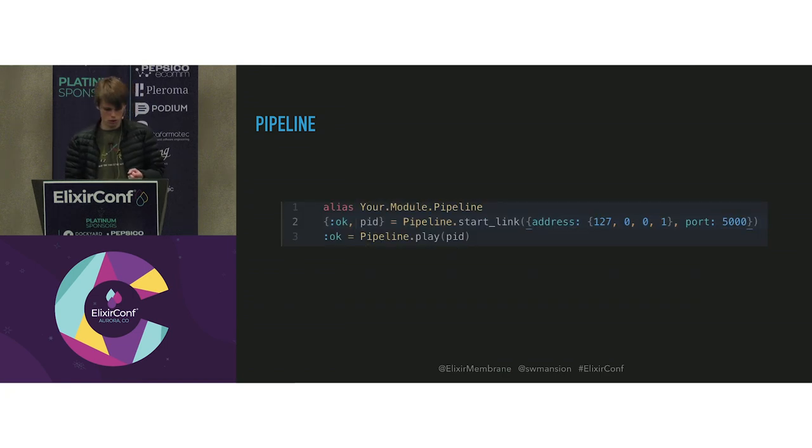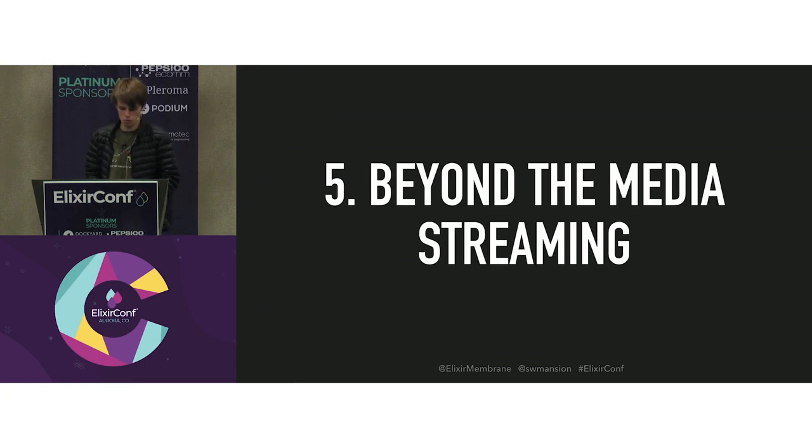To be complete, let's see how we run this. First, some alias for convenience. Then we start link. We use the start link function as usual, and we do a pipeline play on the pid, and that's basically all. That was Membrane. I hope you liked it.